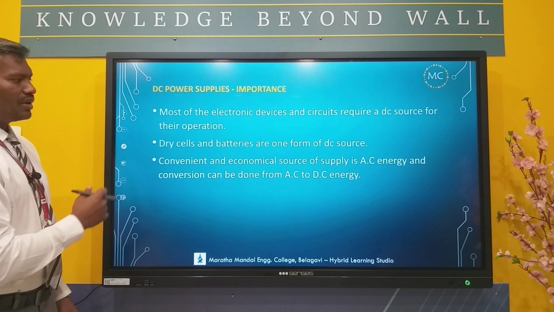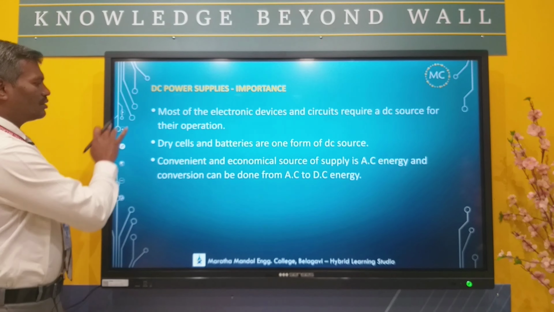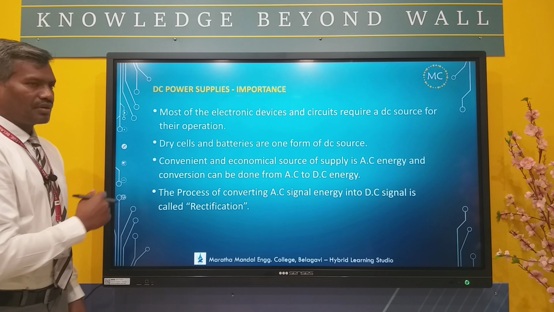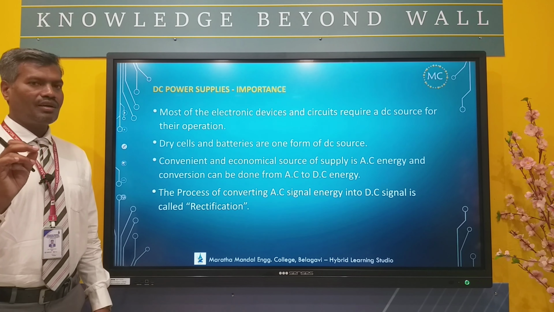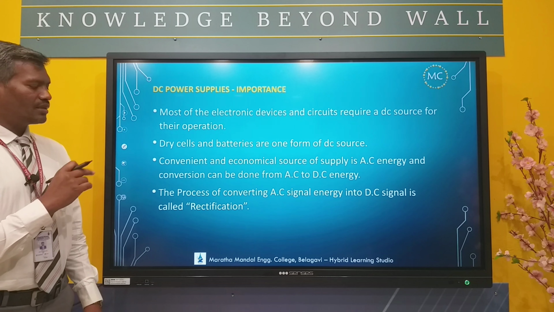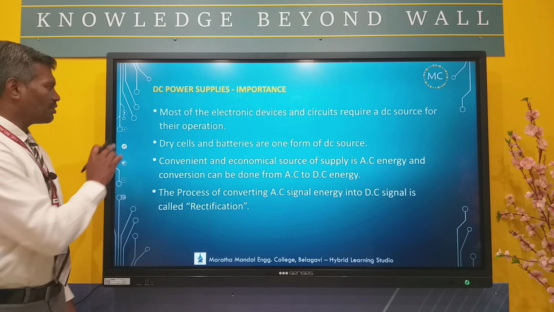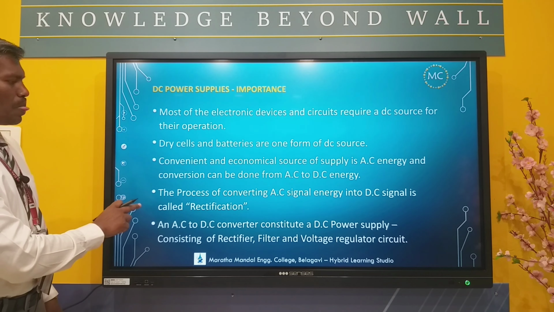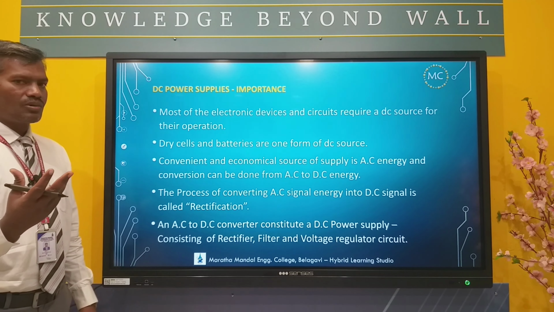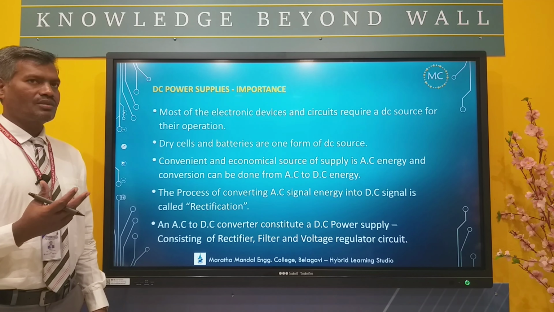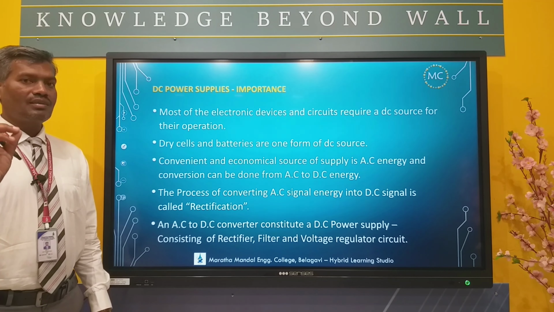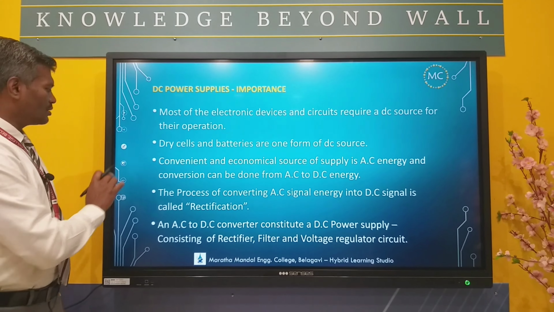So you can see here dry cells or batteries are the basic form of DC source, and the conventional way of getting DC is conversion, which is called rectification. The process of converting an AC signal into a DC signal is called rectification, right? So when I say a DC source, what do we expect from it? A DC source should provide constant energy at all times.